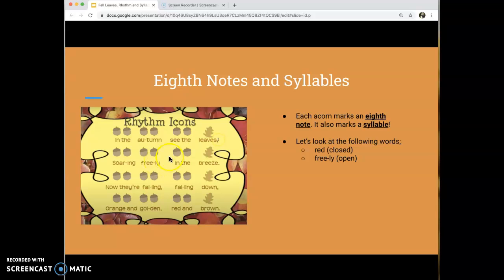So as you're going through music and you're listening to the different notes and marking the rhythm, also think about the syllables that you are able to recognize.